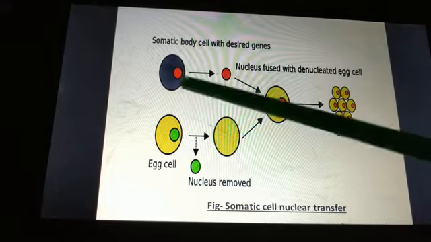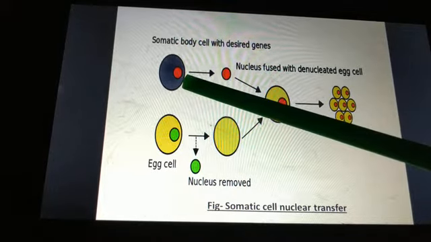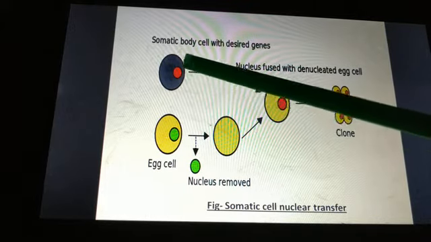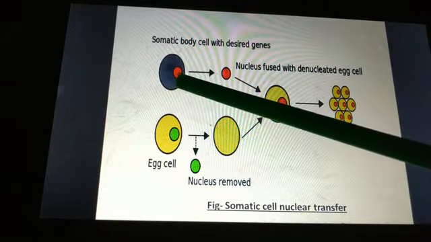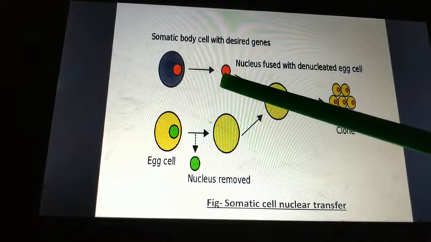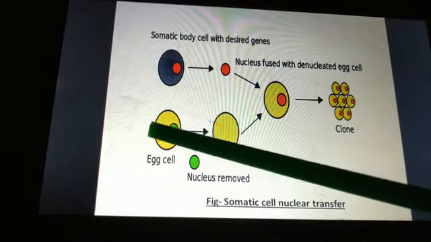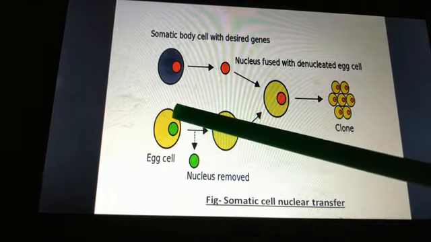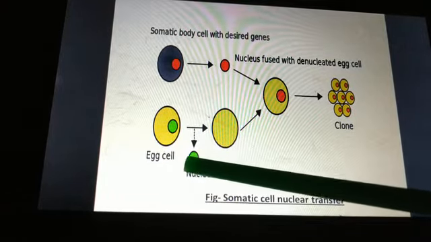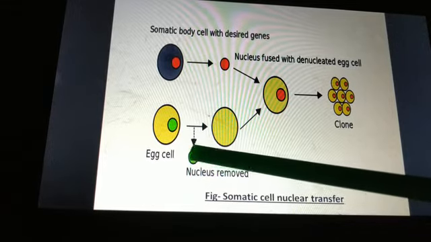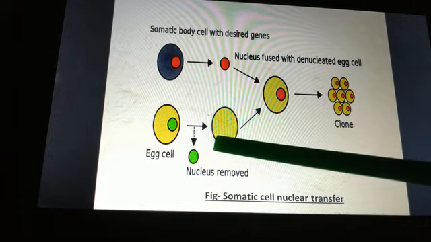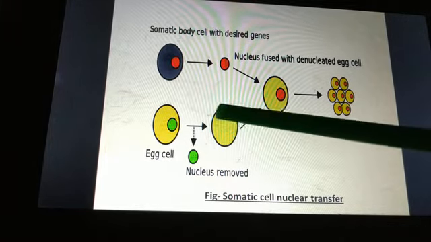Now this is our somatic cell with the desired gene. Okay, now we have taken out the nucleus from the somatic cell. This is the nucleus from the somatic cell. This is another cell, the egg cell. From the egg cell also we have taken out the nucleus. We have removed the nucleus from the egg cell. We don't want this nucleus. Now this cell is called an enucleated cell because it does not contain any nucleus.